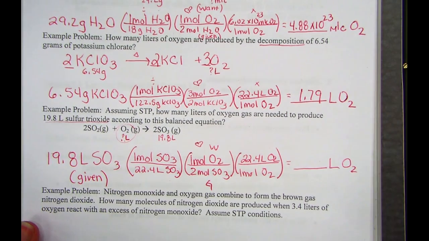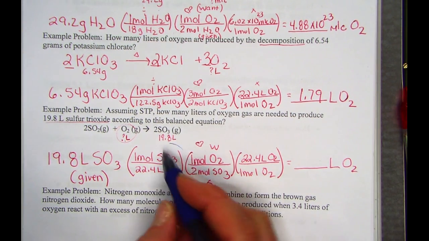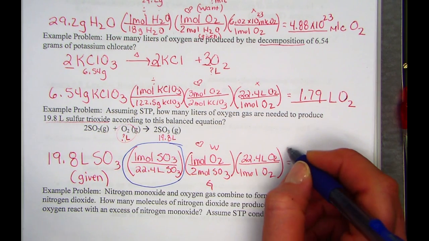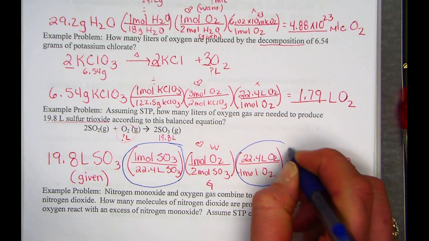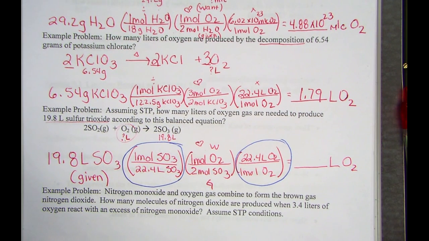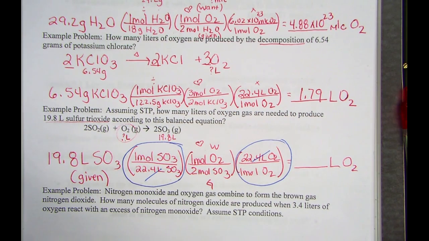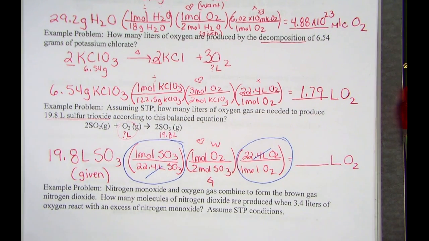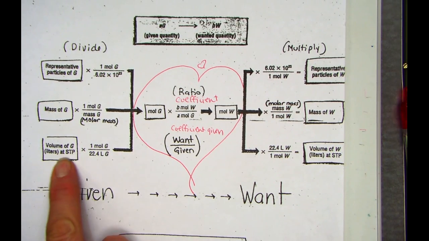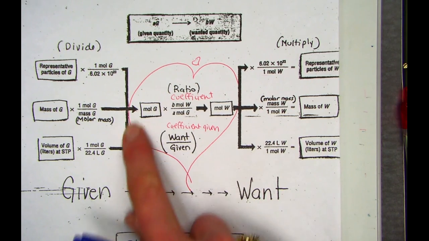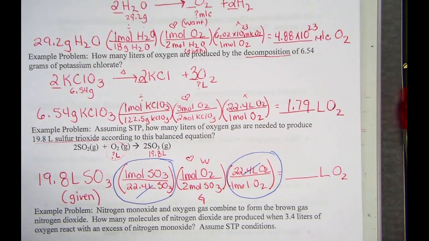Now notice something very unique to a volume-volume. In step 1, I'm dividing by 22.4. In step 3, I'm multiplying by 22.4. Since our conversions are the same, they are going to simply simplify. With a volume-volume, if you look at your pathway, volume-volume is going to have us divide by 22.4 and multiply by 22.4. That's a unique scenario.